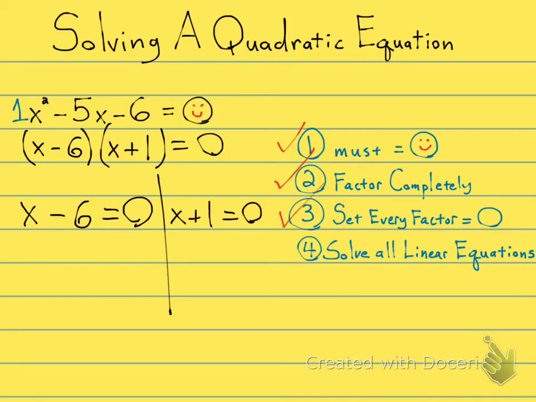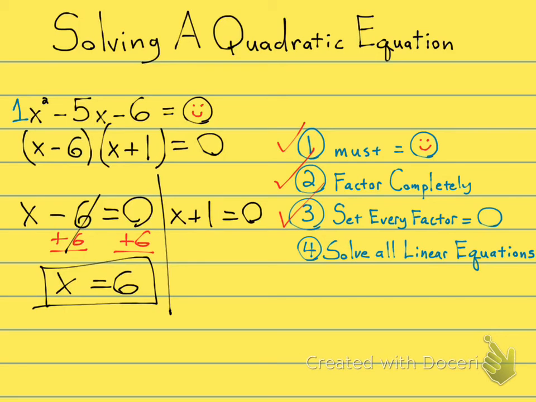Step 3, done. Step 4, solve all linear equations. Okay, this is now a linear equation. We get this grumpy old x by itself. How do I get rid of a minus 6? That's right, a plus 6. And we're going to do plus 6. If you do it to the left side, you have to do it to the right side. These will cancel. X will equal 6. That's one of my answers.